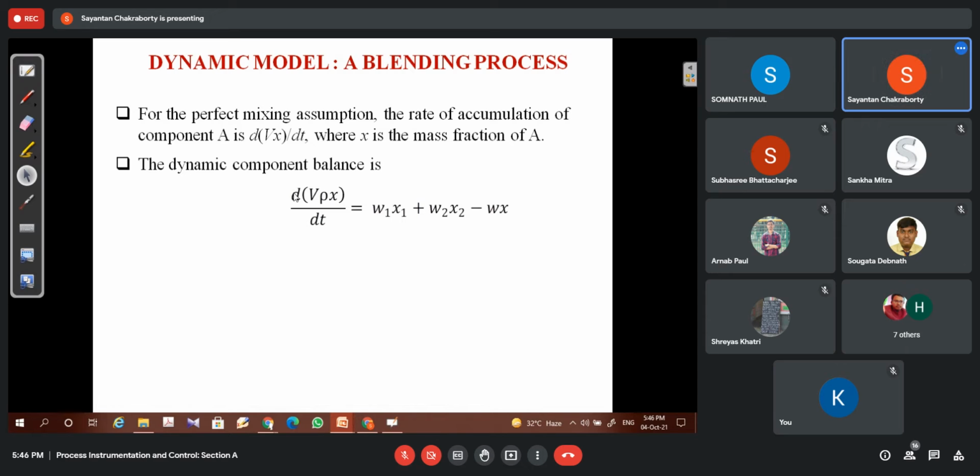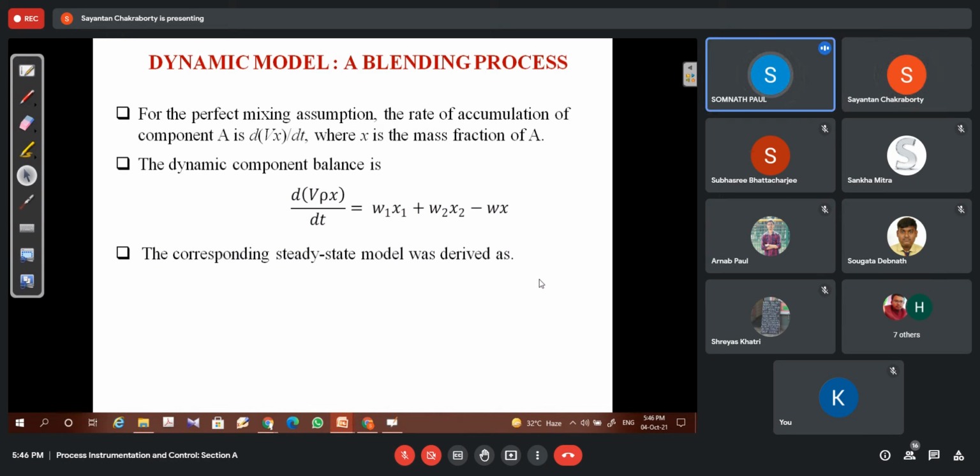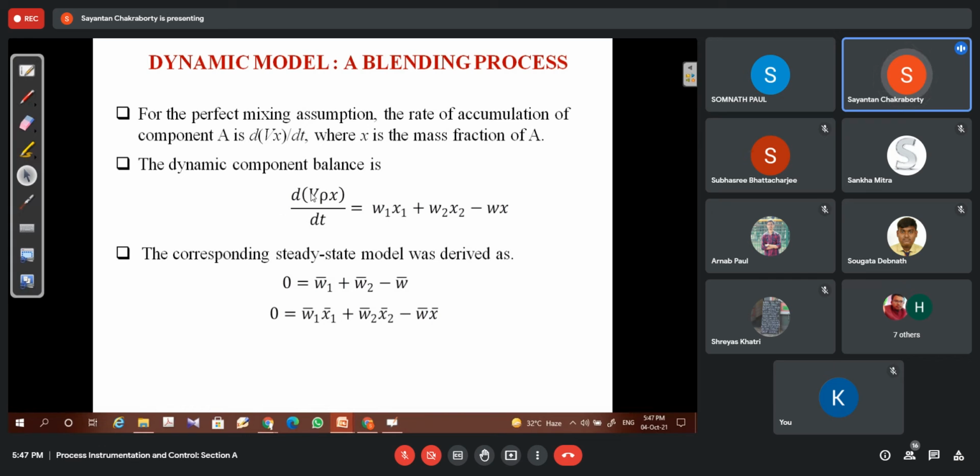So we obtained the rate of accumulation of component A as d/dt of V rho x, where x is the mass fraction of A, equal to W1x1 plus W2x2 minus Wx. If we relate this to the corresponding steady state model, dV/dt is 0 because it has attained a steady state equilibrium. Similarly, for the accumulation of component A, these bars represent the steady state values.